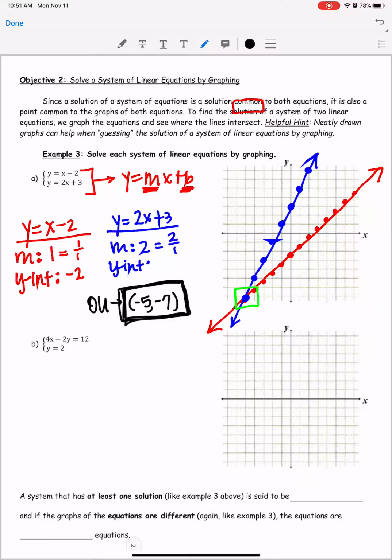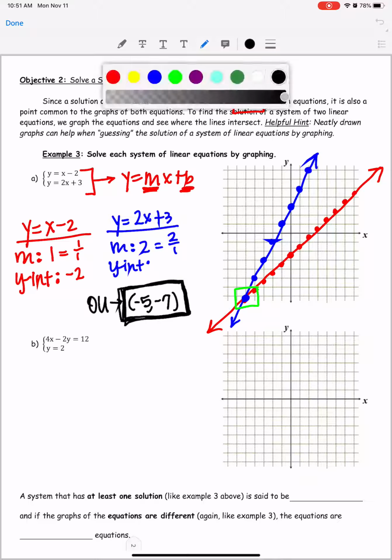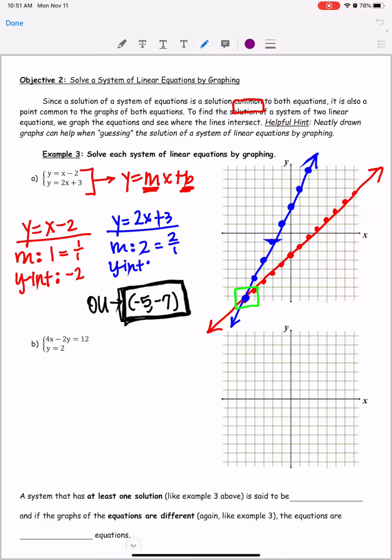All right, let's try again. Now, as much as you might not have liked A, it was actually very nice to us because it was in my y equals mx plus b. This is not in my y equals mx plus b. So I'm going to take this first one here, and I need to solve this for y. It's the same steps every time.